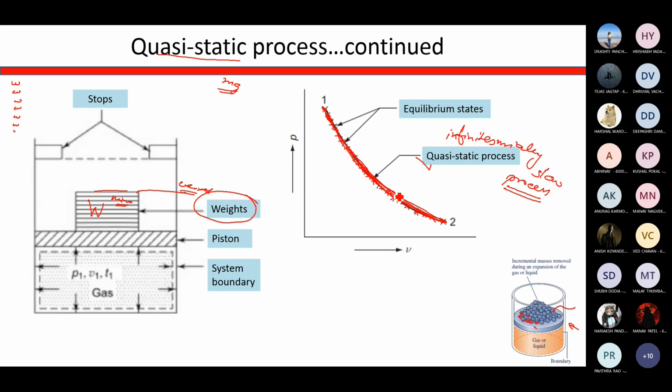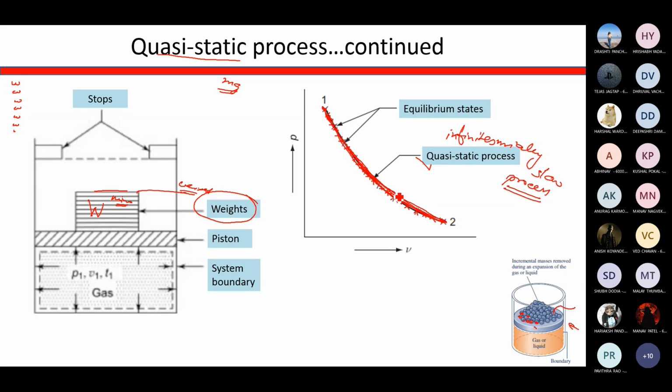Now you may raise the question, why study quasi-static process then? See, we always try to compare our natural process with the best one, right? We always want to compare our process with the best one. So for that reason, you have to study this quasi-static process. You must know what is quasi-static process. Then and then only you will compare your actual process with this, no?